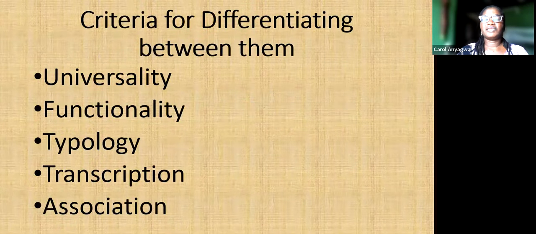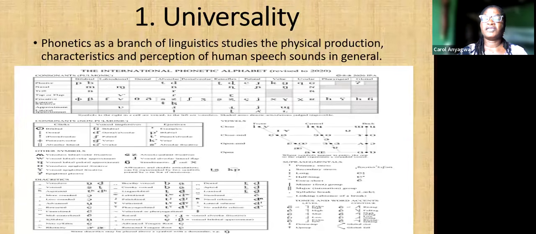In distinguishing between phonetics and phonology, we were guided by 5 criteria: universality, functionality, typology, transcription, and association. And we're going to look at them one after another. First, we start with universality.